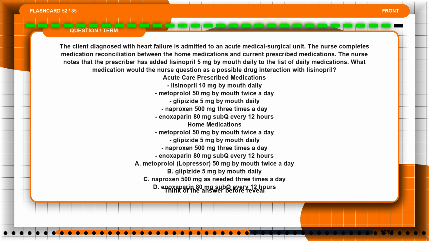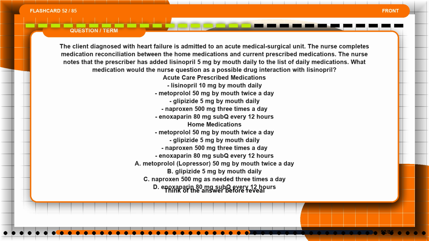Flashcard 52. The client diagnosed with heart failure is admitted to an acute medical surgical unit. The nurse completes medication reconciliation between the home medications and current prescribed medications. The nurse notes that the prescriber has added lisinopril 5 mg by mouth daily to the list of daily medications. What medication would the nurse question as a possible drug interaction with lisinopril?